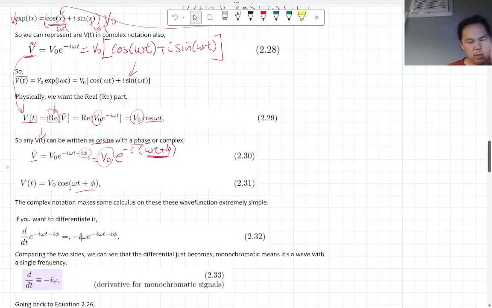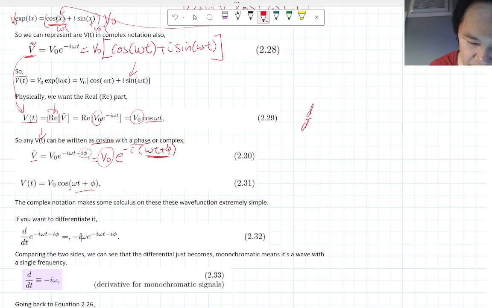So why are we doing this? This allows us to do some interesting calculus, because one of the cool things about exponentials is that if I have e to anything, okay, to anything.